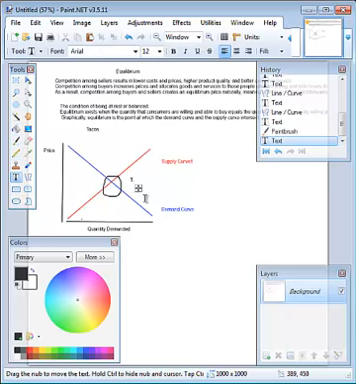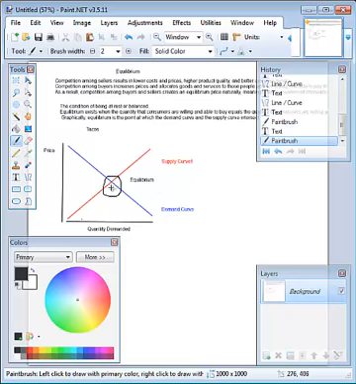So at this point, the quantity demanded meets the quantity supplied, and we have what's called our equilibrium price. So let's kind of draw that out as well. We've got our quantity demanded equal to our equilibrium price, and that is our equilibrium price.